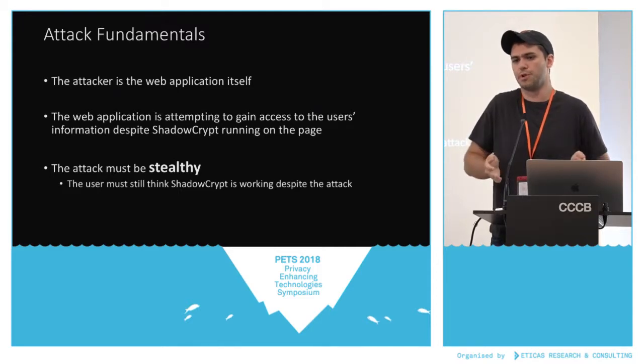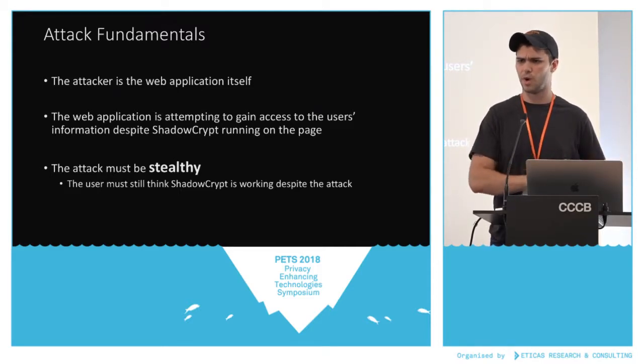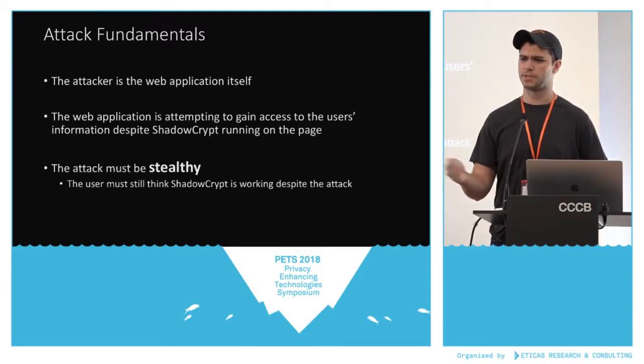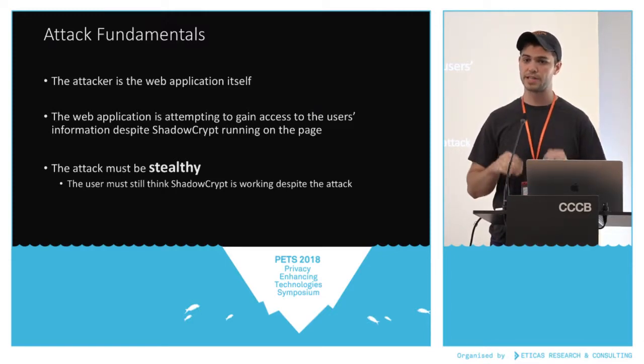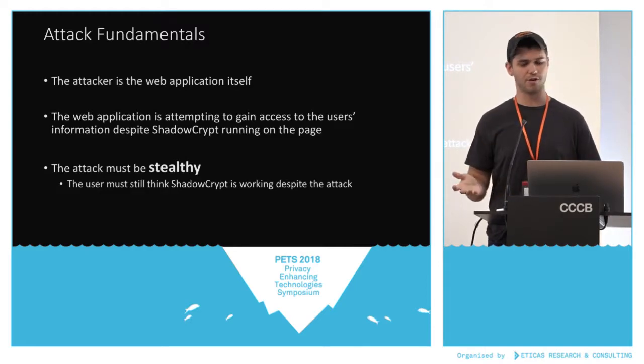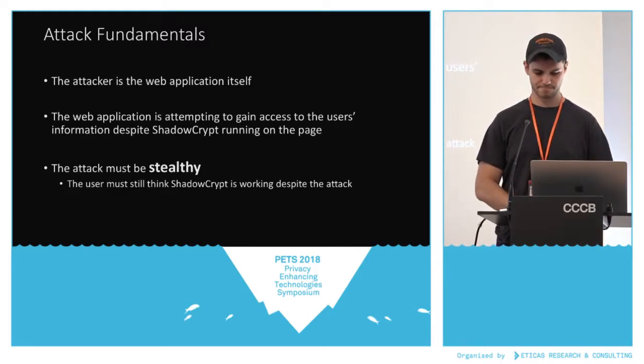But users would pretty quickly realize, like, oh, this website is fishy. Why are they not letting me use this browser extension that's providing me security? So as an attacker, you need to be stealthy such that the user freely gives you the information. The user thinks ShadowCrypt is working when in fact it is not.